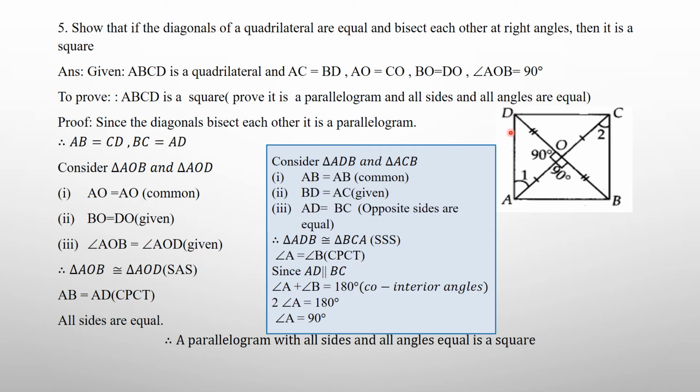Since we have AD is parallel to BC and AB as the transversal, angle A plus angle B is equal to 180 degrees. Co-interior angles are supplementary. We have angle A and angle B are equal. Therefore, our above equation can be written as 2 times angle A equal to 180 degrees, and therefore angle A is equal to 90 degrees. So, we proved each angle will be equal to 90 degrees. Therefore, a parallelogram with all sides equal and all angles equal is a square.